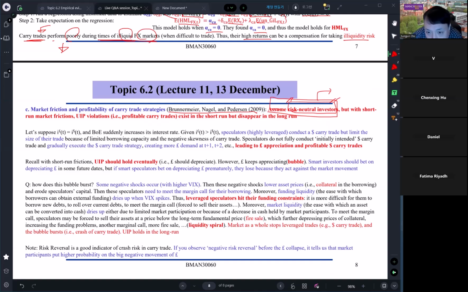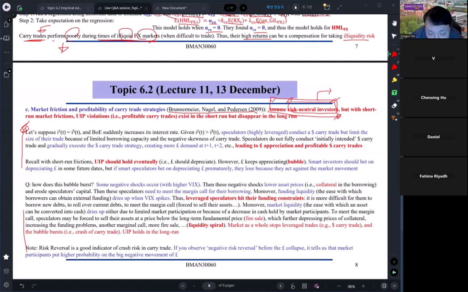Here in this paper, they assume risk neutral investors, but they allow short-term frictions. So what are the frictions they are talking about? I use the example in the lecture slide. This is the summary of the lecture slide. So once you watch that video clip, if you understand the summary, you're going to be fine.